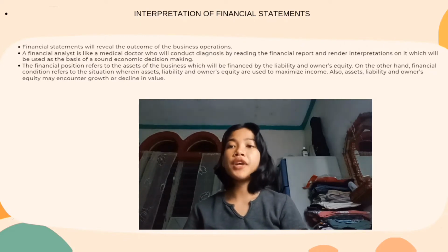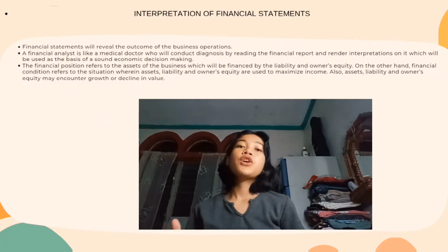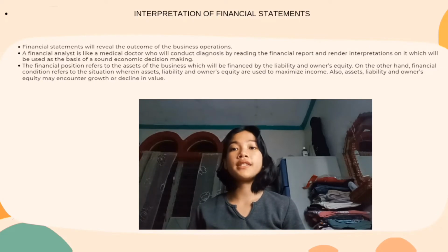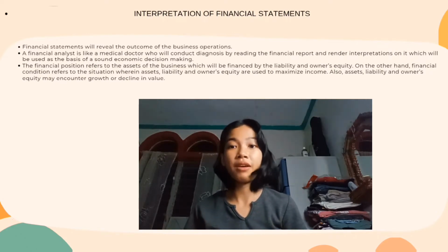So this refers to the assets of the business which will be financed by the liability and owner's equity. So what is financial position? It is the current balances of the recorded assets, liabilities, and equities of an organization. So this information is recorded in the balance sheet, which is one of the financial statements.